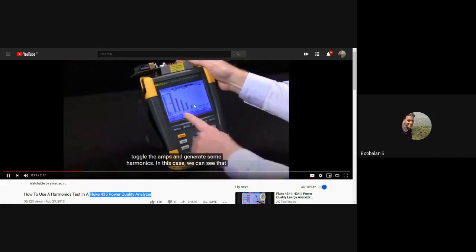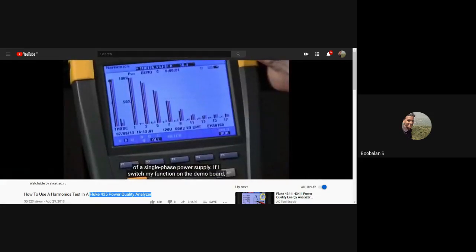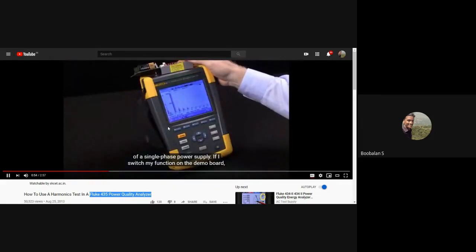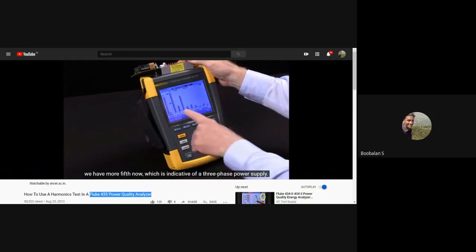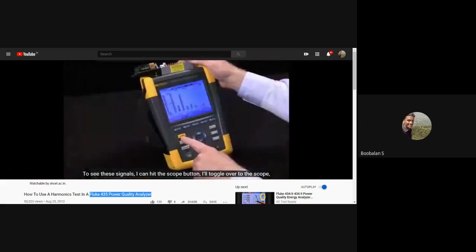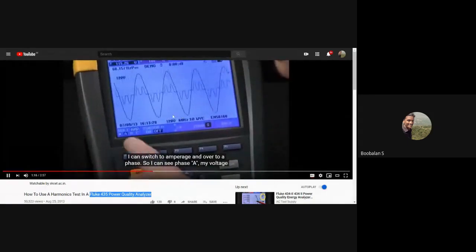In this case, we can see that the third is the most prevalent, followed by the fifth and the seventh, indicative of a single phase power supply. On the demo board, we have more fifth now, which is indicative of a three-phase power supply. To see these signals, I can hit the scope button, and I'll toggle over the scope, and I can switch to amperage, and over to a phase.